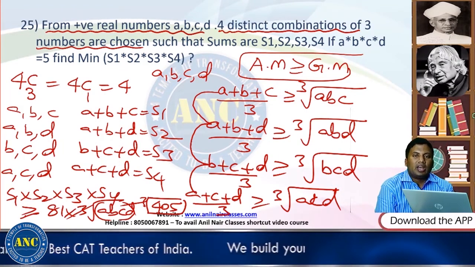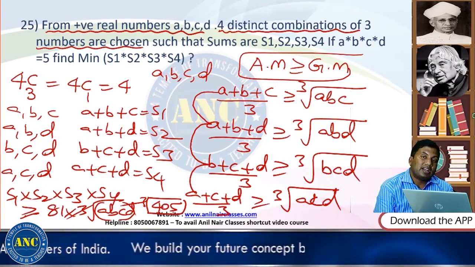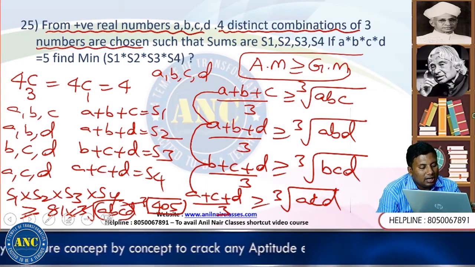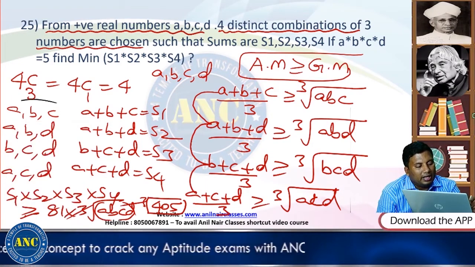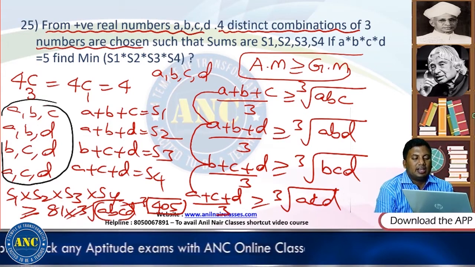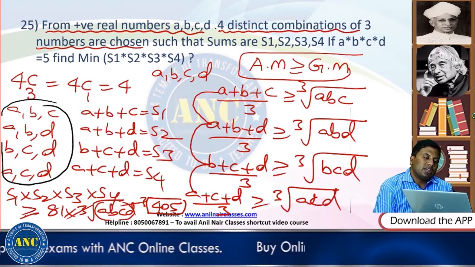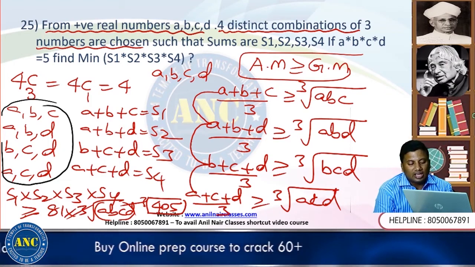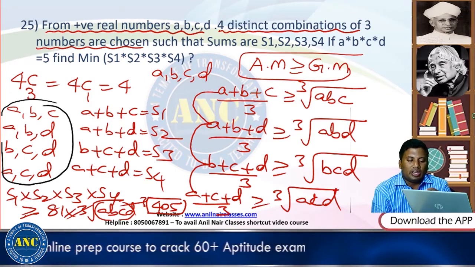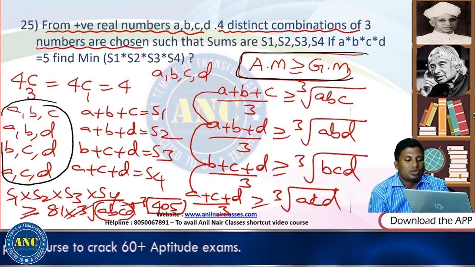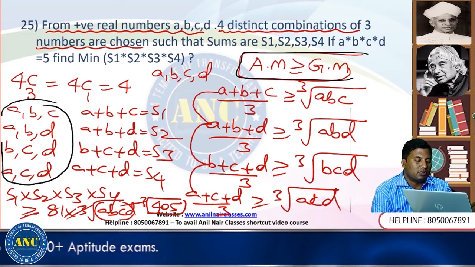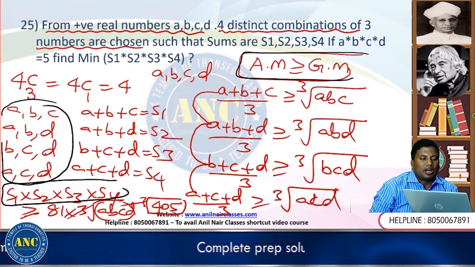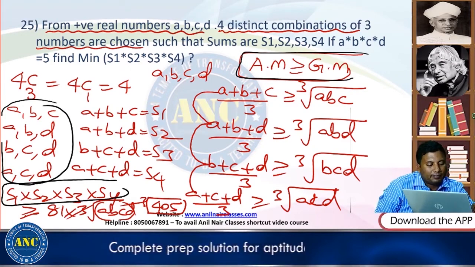Again I am explaining. There are 4 numbers A, B, C, D. I selected 3 numbers. 4C3 is the same as 4C1, which is 4. Those numbers are ABC, ABD, BCD and ACD. I added the numbers: A plus B plus C, A plus B plus D, B plus C plus D and A plus C plus D. I call them S1, S2, S3, S4. I used AM greater than or equivalent to GM. So S1 into S2 into S3 into S4 is 81 into 5, which is 405. 25th, I hope it is clear.